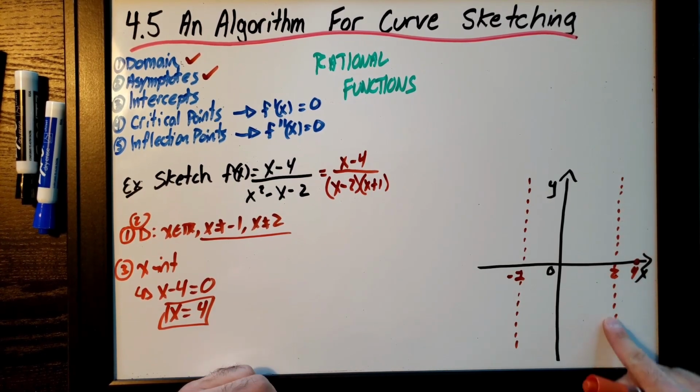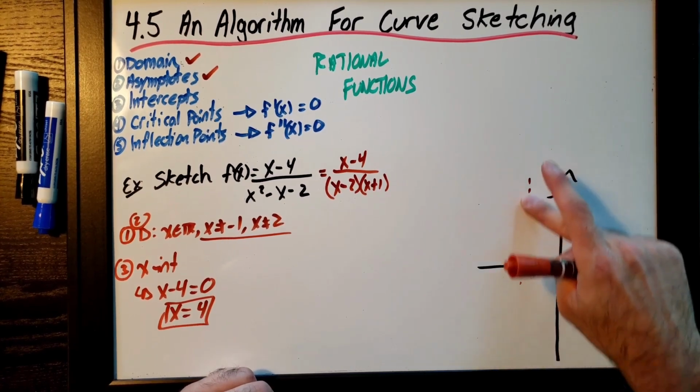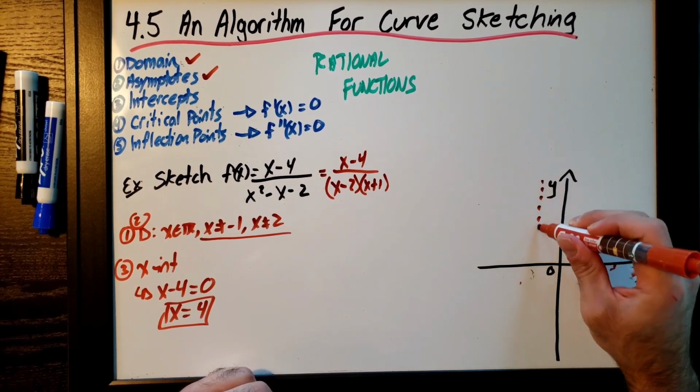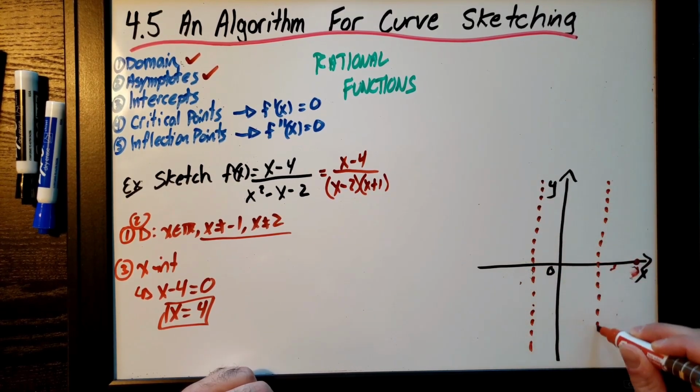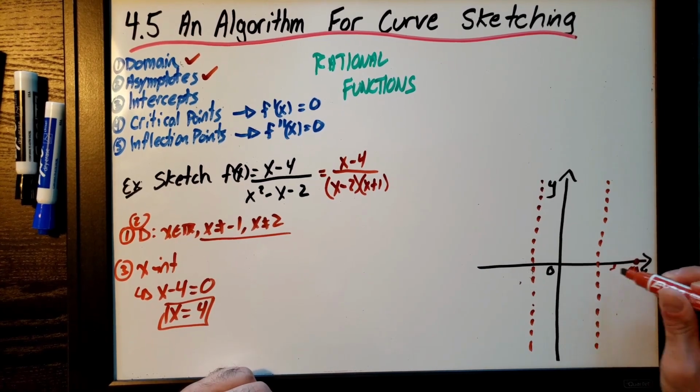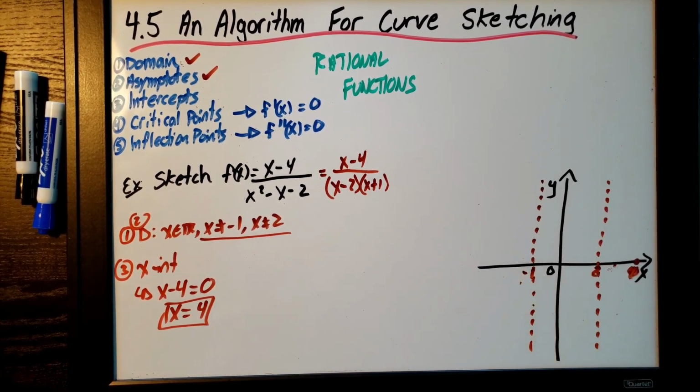I lied. I'm going to erase this because that's unacceptable. Okay, so I'm going to put -1 a little closer. I'm going to put 2 here. And now this 4 makes sense. All right, so I changed my asymptotes.